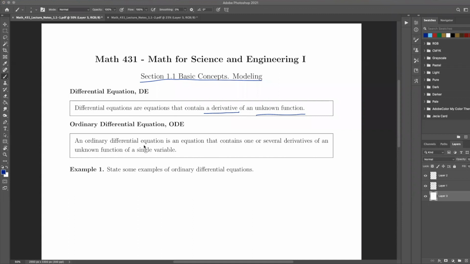An ordinary differential equation contains one or several variables of an unknown function of a single variable. Most of the stuff we're going to be doing in this class are ODEs. The other one, do I get into what a PDE is?